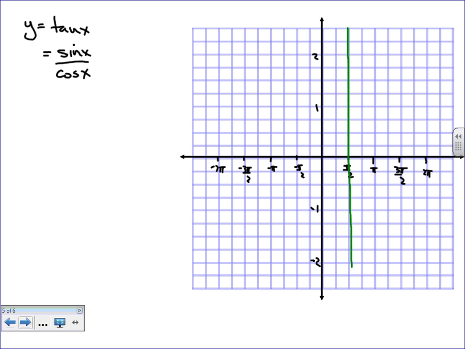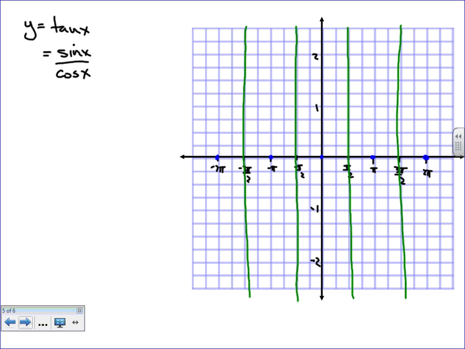A vertical asymptote here, here, here, and here. Okay, so the first thing we did is we drew in the vertical asymptotes. Whenever sine is equal to 0, what's the value of the tangent going to be? Yep, 0. So wherever sine is 0, the tangent is 0.